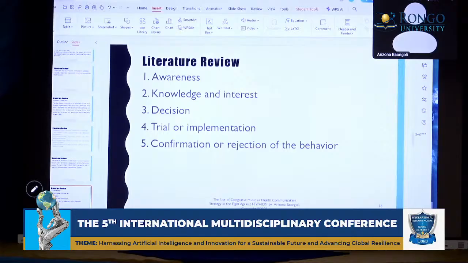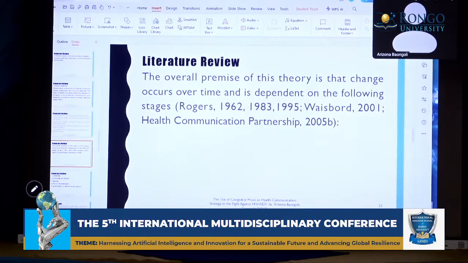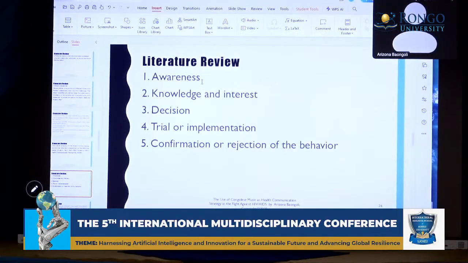Now, interestingly, when we look at the music that Franco composed for these Attention à Sida, that was like 36 years ago, and up to date, the song is still being played, and it is still fulfilling the objectives that he had in mind. Now, in this theory, with the premise here, we have the different steps: awareness, knowledge and interest, decision, trial or implementation, confirmation or rejection of the behavior. So the theory is trying to create the different steps that one will go through.